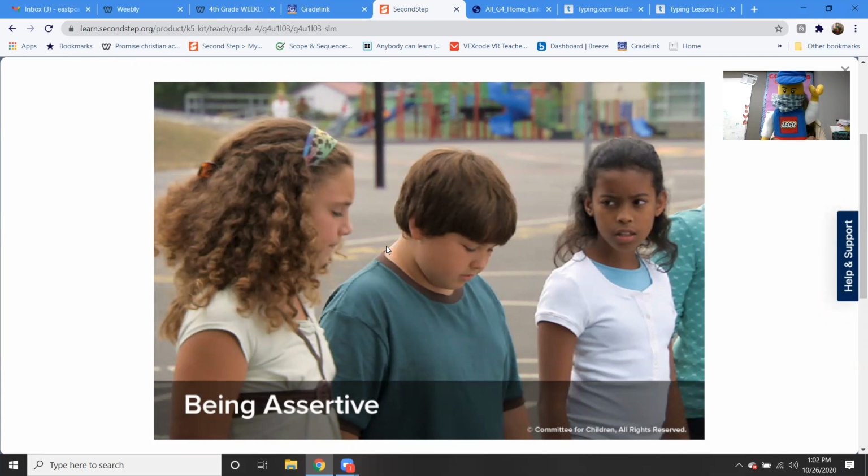Ooh, I'm raising my hand. And I'm waiting until the teacher calls on me. Yes, Lego Man? Excuse me, when you have a chance, would you please come over to help me? Because I don't understand something.